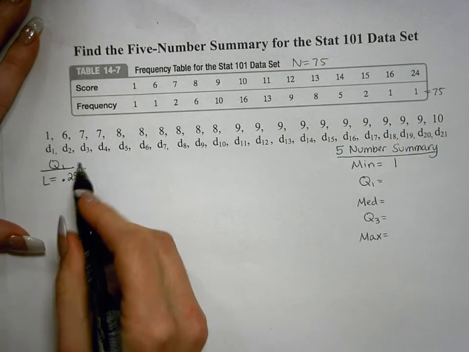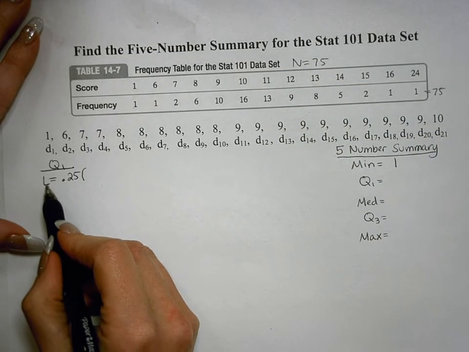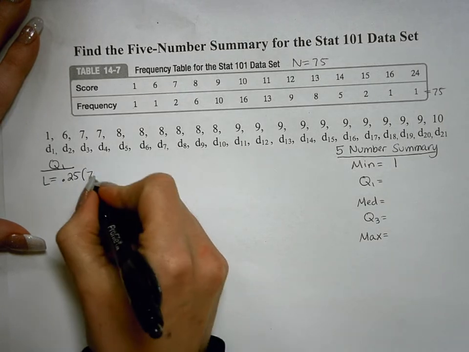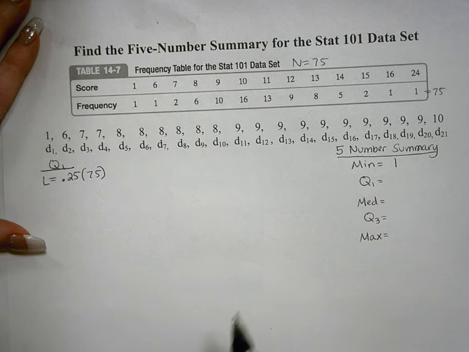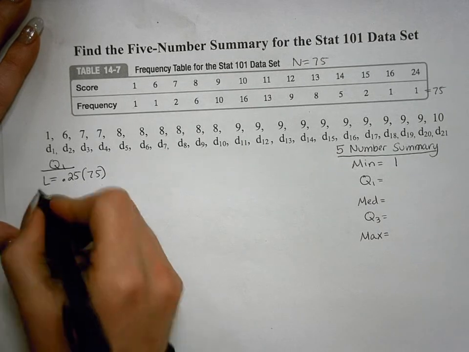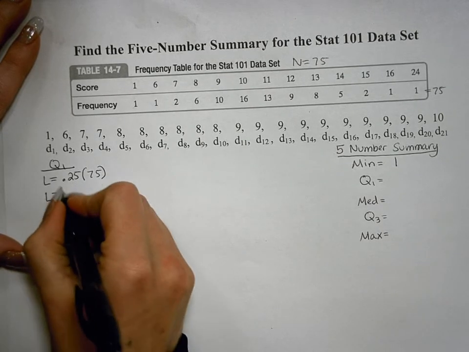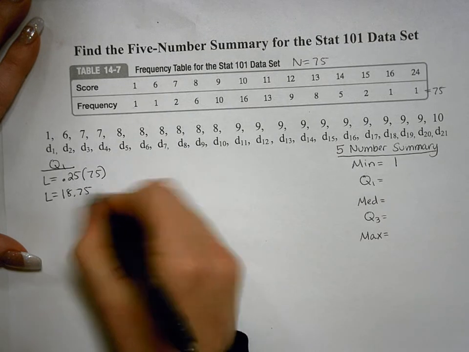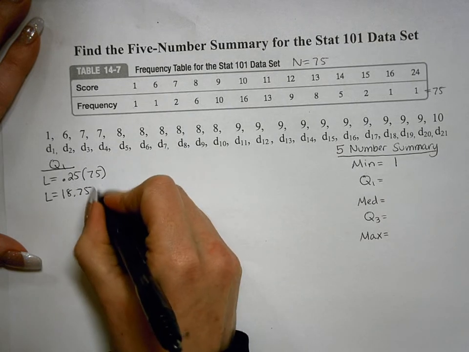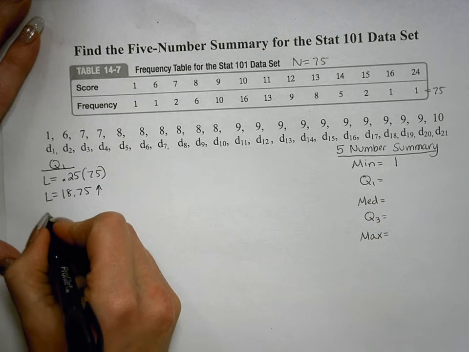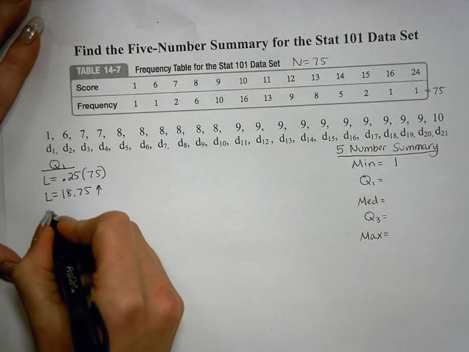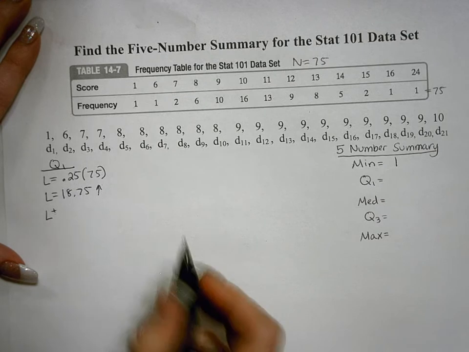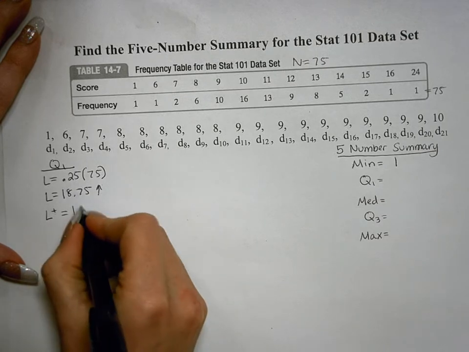So to find quartile 1, I'm going to find the locator first, which is found by 0.25 times 75. Now when I multiply these two numbers, I end up getting 18.75. And this is a decimal, so the rules for percentile say that we have to round this number up. And when we round it up, we use a symbol called L+. That means the locator rounded up. And when we round this number up, we get 19.